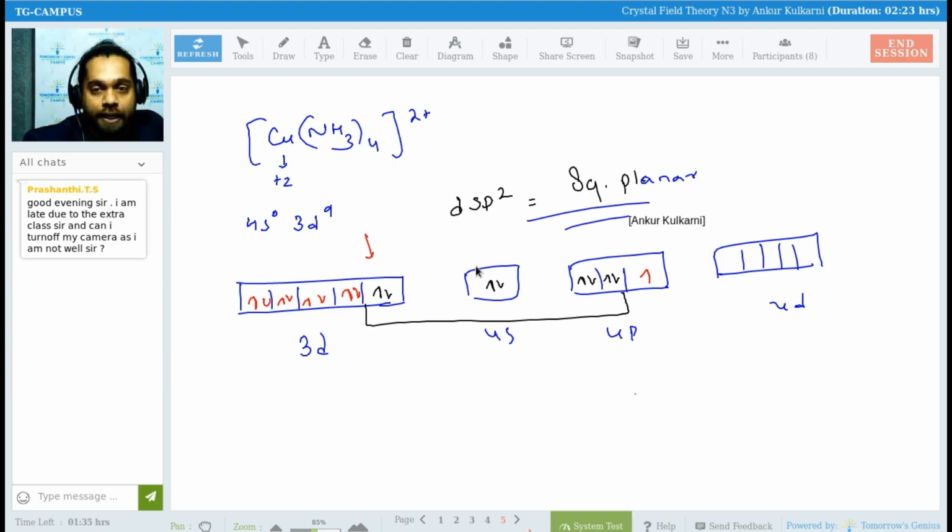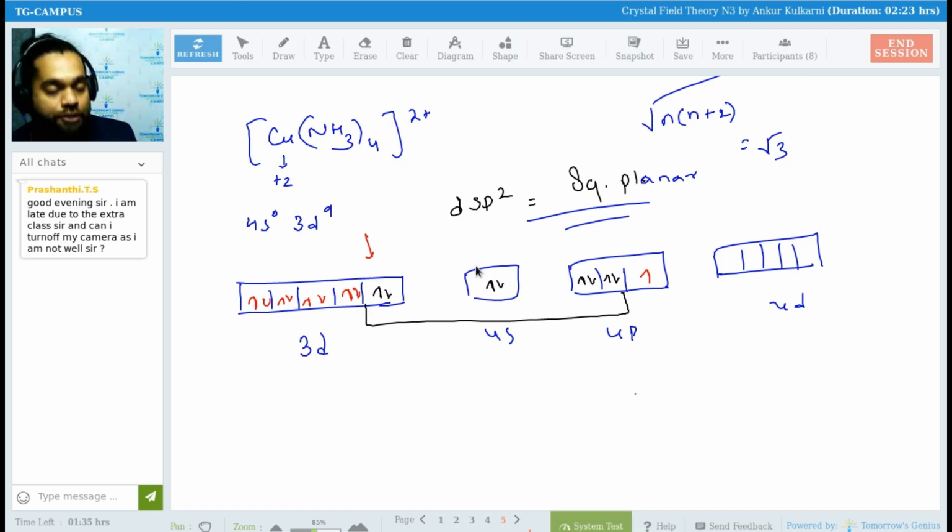Square planar. And it is the square root of n(n+2). Yes, it is 1 times 3, so root 3. I hope it is clear till over here, everyone. Yes or no in the chat box? Is it clear?